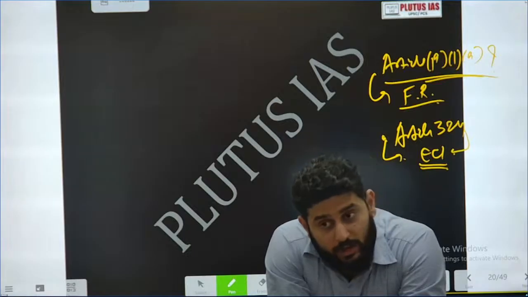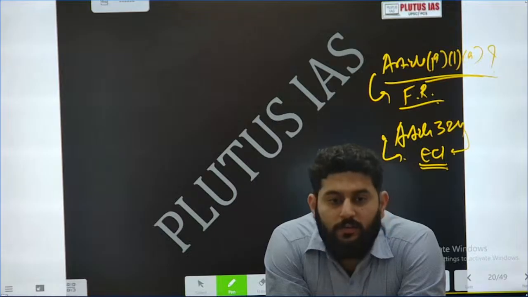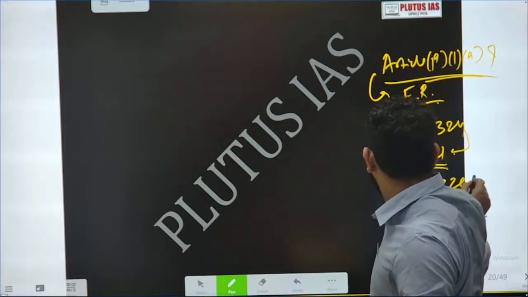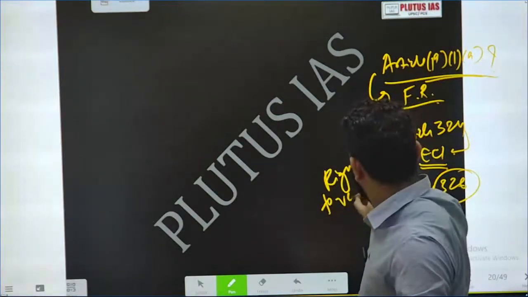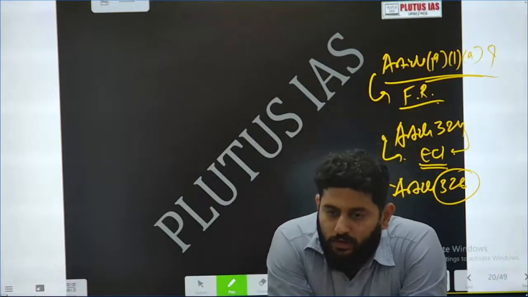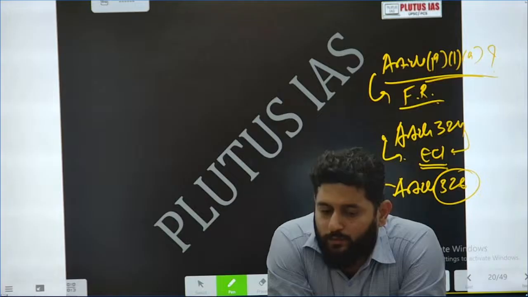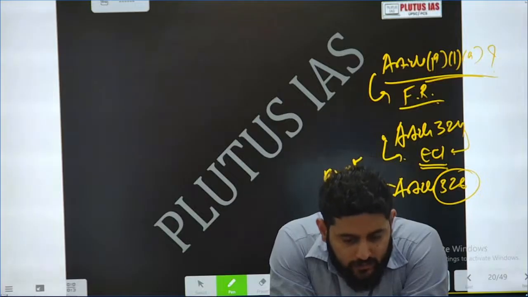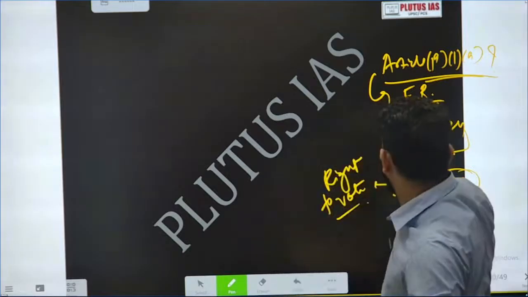And the third article, which is directly connected to this, is 326. What is that? It is adult suffrage, the right to vote. Now the landmark cases which are directly connected, which we already discussed, is PUCL versus Union of India 2003. In that, the recognition that the freedom of voting is a part of freedom of expression is the main concept.